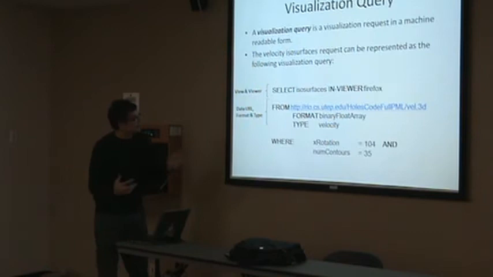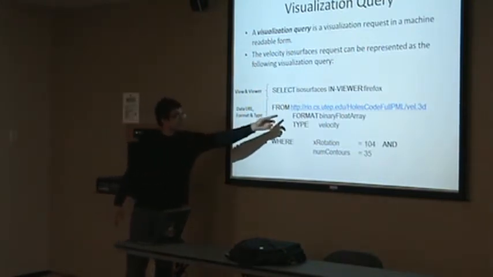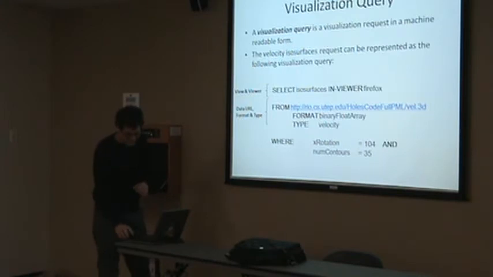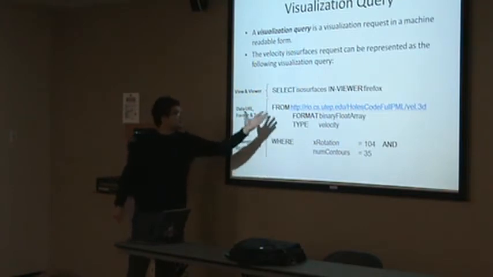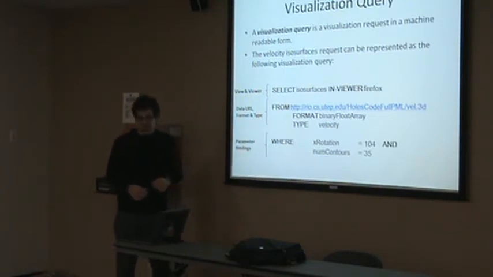The second clause of the query is the data characteristics. To write one of these queries, you do need to know a little bit about your source data that you want to visualize. You need to know where it's located, a URL. You need to know the format, and you need to know the type. And finally, the bottom section is reserved for the parameter bindings. So this is where we say, well, for these isosurfaces, I want them rotated 104 degrees about the x-axis, and I want 35 of those contours.